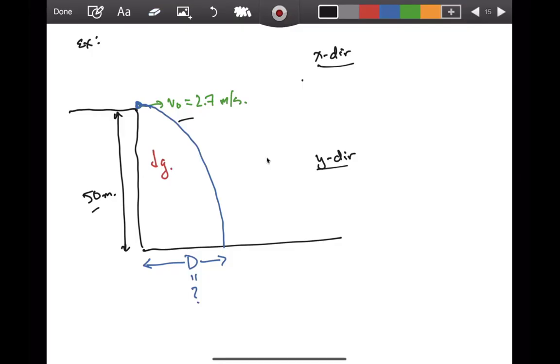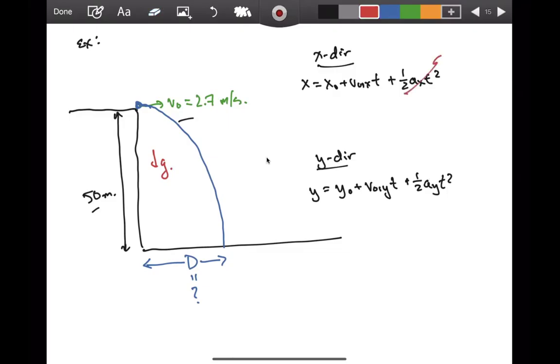Now, since we're working with the second kinematic equation, this becomes x is equal to x naught plus v naught x times t plus 1/2 the acceleration in the x direction times t squared. And y is equal to y naught plus v naught y times t plus 1/2 g, or sorry, 1/2 a_y t squared. Now, first off, we already know this guy has no acceleration in the x direction, so let's get rid of that.